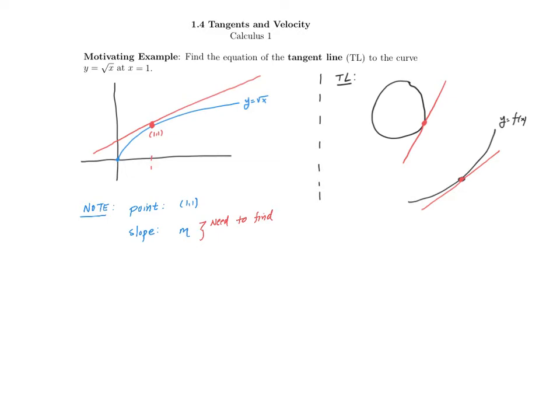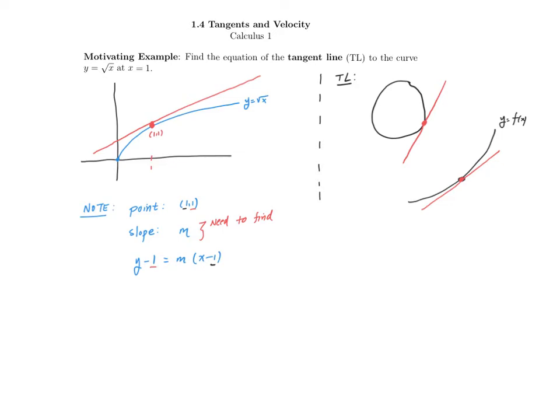And if we could find this slope, that's the quantity we need to find, then we would immediately have the equation of the line. The point slope form of the line would be y minus 1, where 1 is the y coordinate of the point, equals m times x minus 1, where once again the 1 is the x coordinate of the point. So this all hinges upon the fact that we need to be able to find the slope of this tangent line.